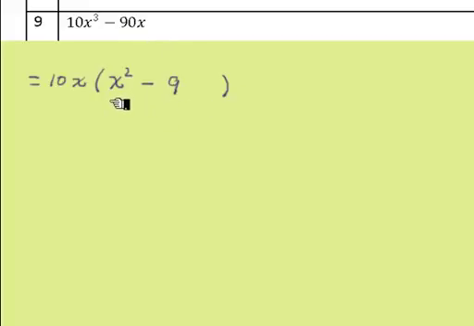And then we should notice that x squared minus 9 is a difference of two squares. So we can factor this again. Make sure to bring down the 10x. And then factor the x squared minus 9 as x plus 3 times x minus 3.